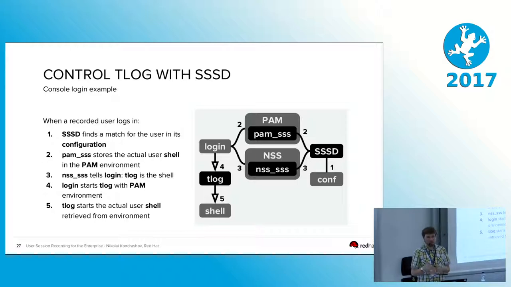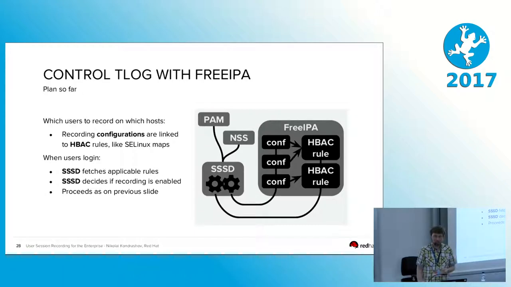So that way you can have shells and users specified somewhere in an LDAP directory or in Active Directory or in FreeIPA, and not care about the shells and turn on the session recording somewhere on the host, and the user will still get the right shell. And for FreeIPA, we have the plan to use a system similar to SELinux mappings where you assign configuration to HBAC rules. And in this case, it's going to be configuration for tlog. Then SSSD on the client machine fetches both the configurations and HBAC rules, matches them, sees if it's the right host, if it's the right user, and then basically proceeds to apply the configuration and passes it to tlog via environment again.